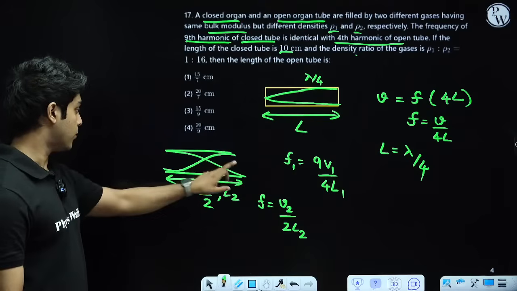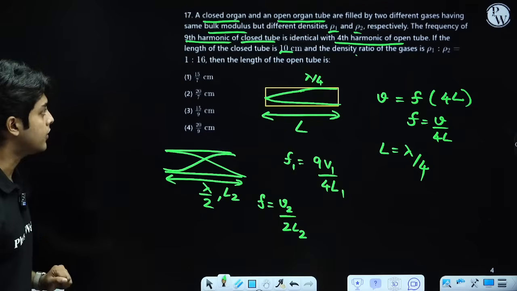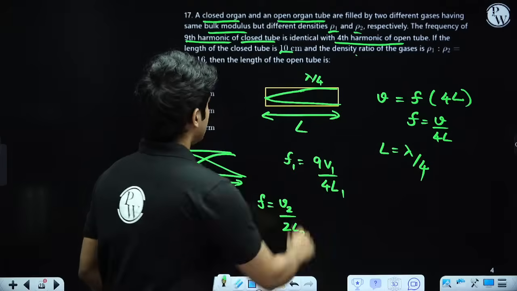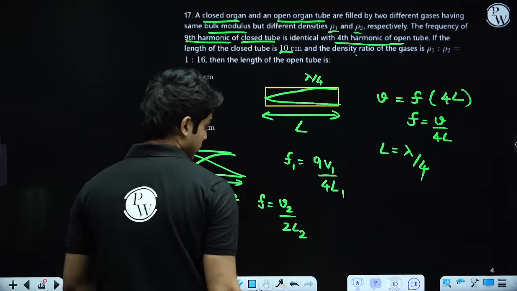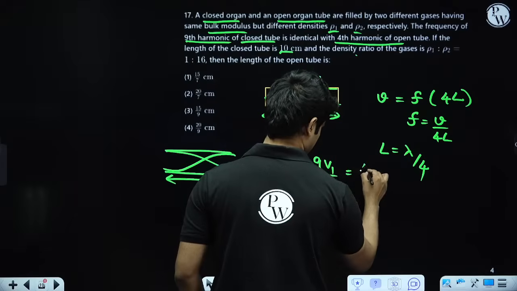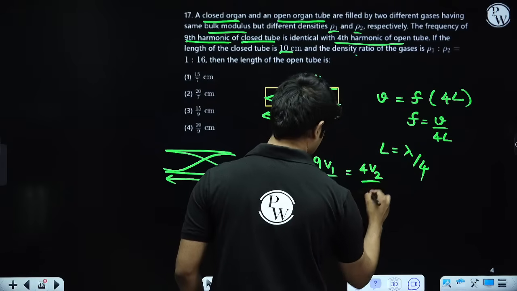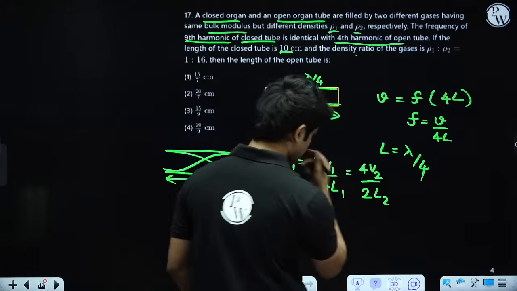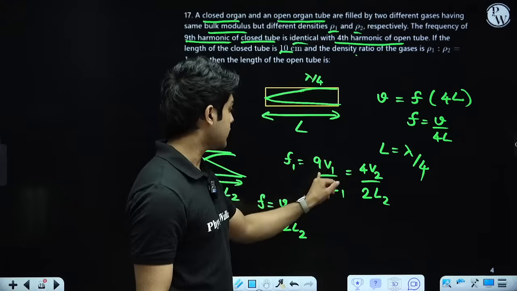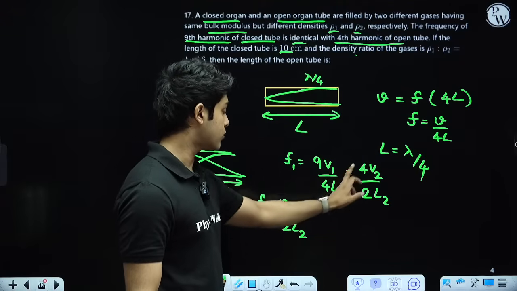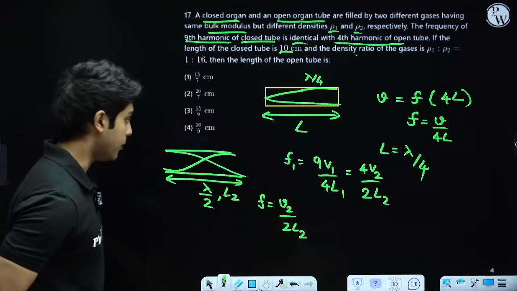For the open tube, both of the endpoints will be antinodes. Okay, so now the fourth harmonic of the open tube. So basically this multiplied with 4 is the fourth harmonic, so 4V2 divided by 2L2. Okay, so these are identical is what they have given over here. Ninth harmonic of the closed tube equals fourth harmonic of the open tube.